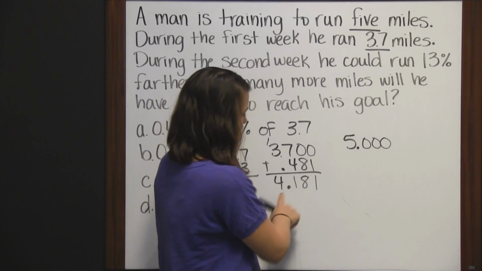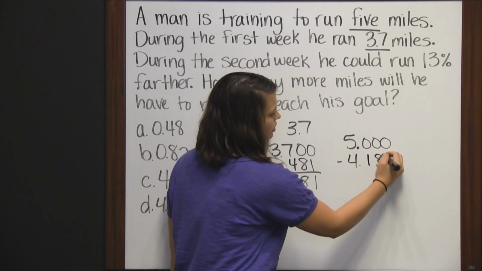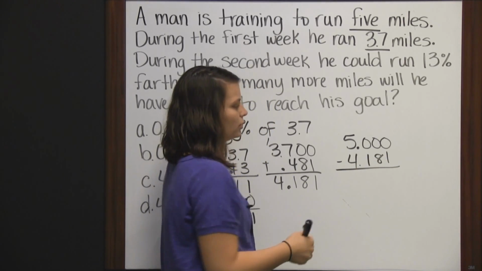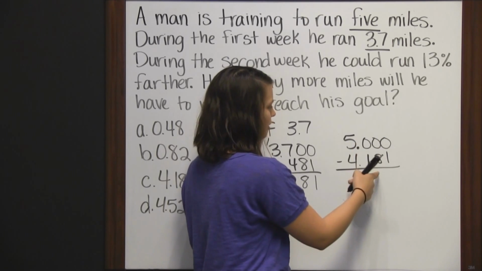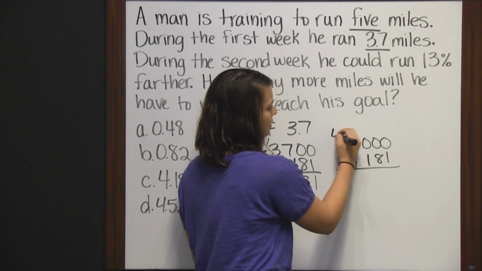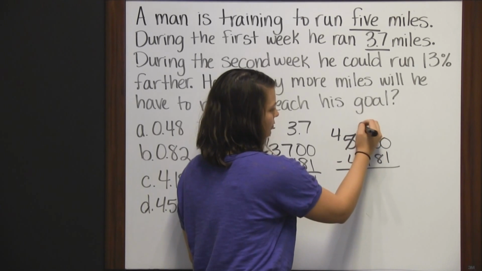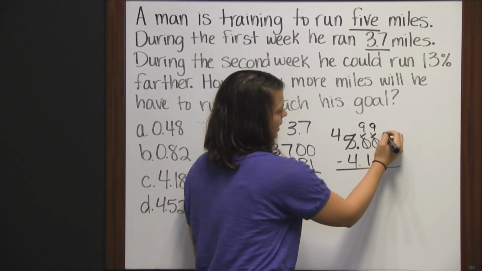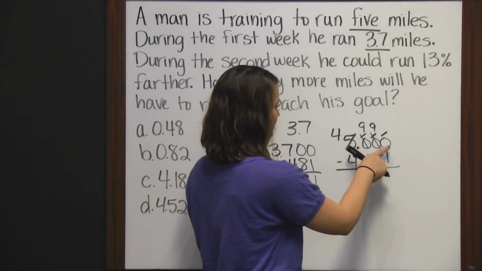And then we're going to subtract 4 and 181 thousandths from that. So we're going to need to borrow, because we can't take 1 from 0 or 8 from 0 or 1 from 0. So we're going to borrow from the 5. It becomes 4. So this is 10, and then we'll borrow. And then finally we have 10 in our first position.